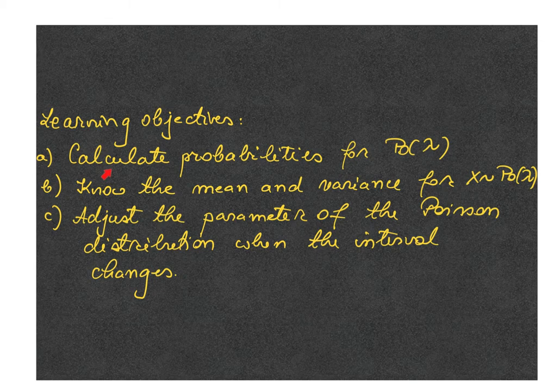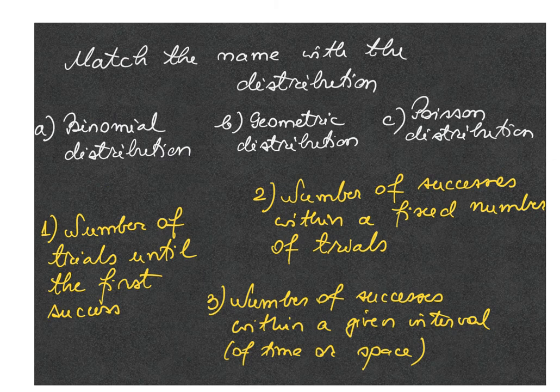So, for today, we are going to look at how to calculate probabilities on a Poisson distribution and how to adjust the parameter of a Poisson distribution when the interval changes. We are going to look later at the mean and variance in such a distribution. Now I want you to stop this slide and try to match the distribution with the description. Of course, you know the description for these two distributions, so the third one will be left for Poisson. So please pause the movie and think how to match them.